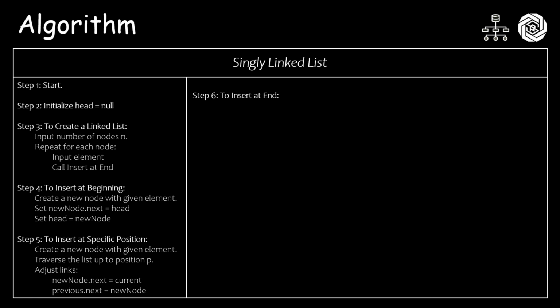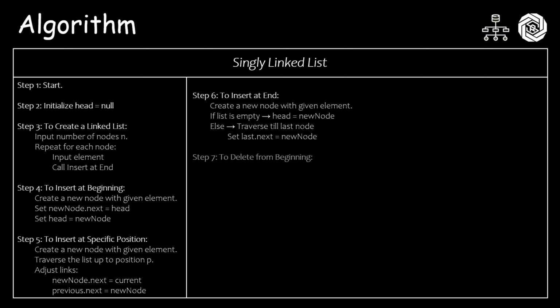Step 6. To insert at end. Create a new node with the given element. If the list is empty, set head equal to new node. Otherwise, traverse until the last node, the one whose next is null. Set last next to new node. Step 7. To delete from beginning. If the list is not empty, simply move the head pointer to the next node, head equals head next. The old first node is automatically deleted by the garbage collector.